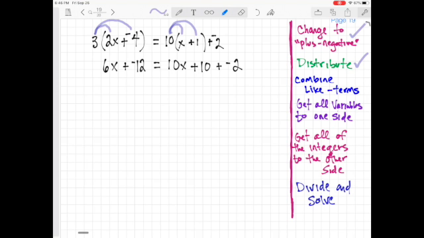Next, we do the step everyone forgets, which is to combine like terms. So I don't see any like terms here on the left. We've got this x and negative 12, so we can't combine those. On the right, I can't do anything with the x, but I can do something with this 10 and negative 2, so I can combine those. So 10 minus 2, or 10 plus negative 2, would give us 8. So then we're going to add this to the 10x, have that equal 6x plus negative 12.